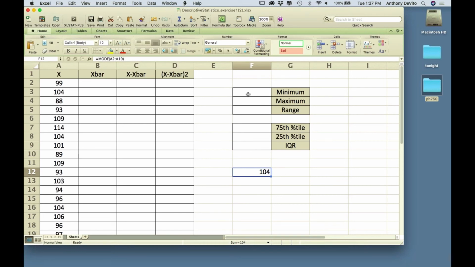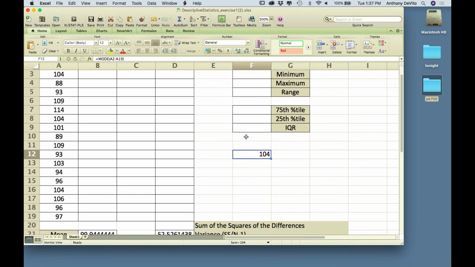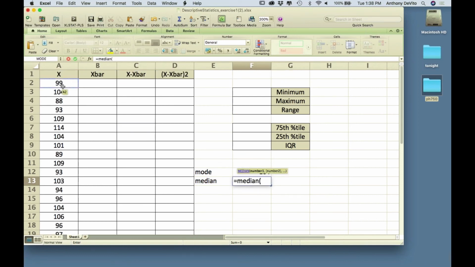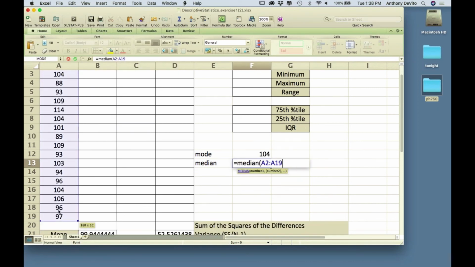Okay, so what else do we have in terms of measuring the center of a distribution? Well, you also have the median. The median is the middle value: equals MEDIAN, parentheses, and it's going to ask me for that range of numbers again. So the middle value is 100. What is the middle value? Is there another way for me to describe the middle value?